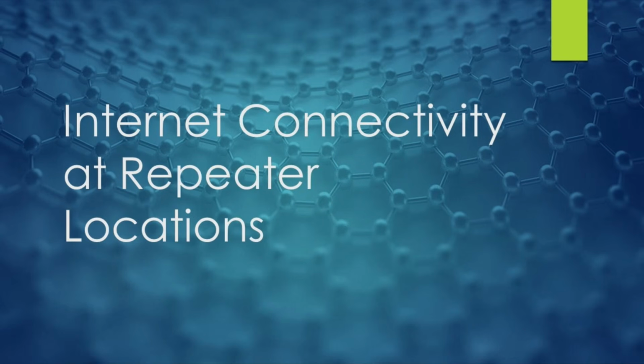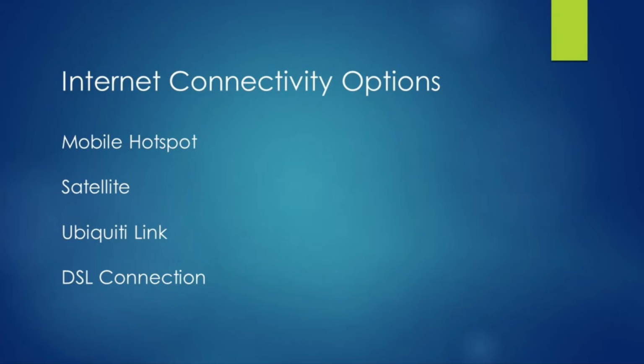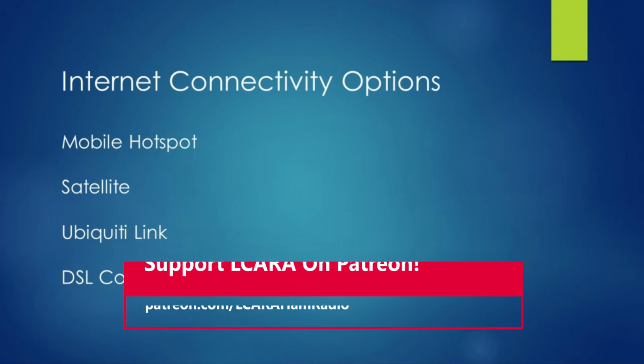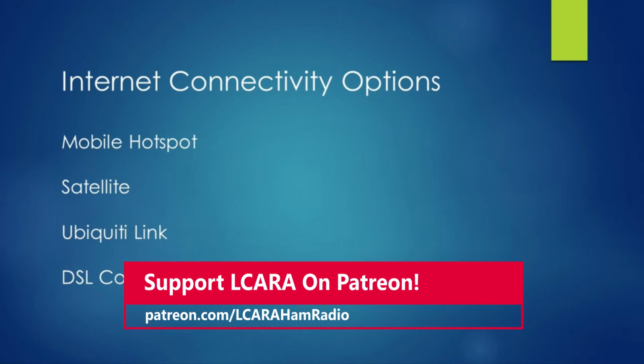But internet access opens up other possibilities, and we've been wanting internet connectivity for quite some time at our locations. So let's take a look at some of the options that we've considered, and then we'll roll into what we're actually going to do. One of the first things we considered was some type of mobile hotspot. Mobile hotspots are quite common today. 4G and 5G options are available.